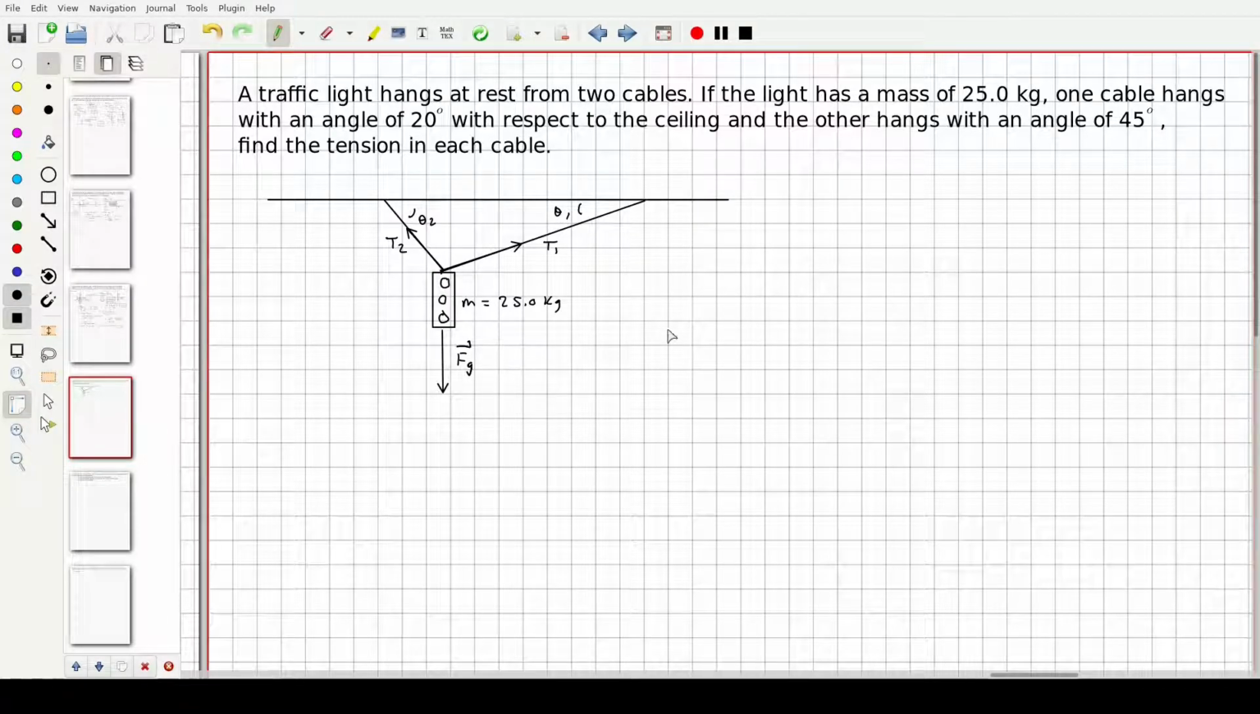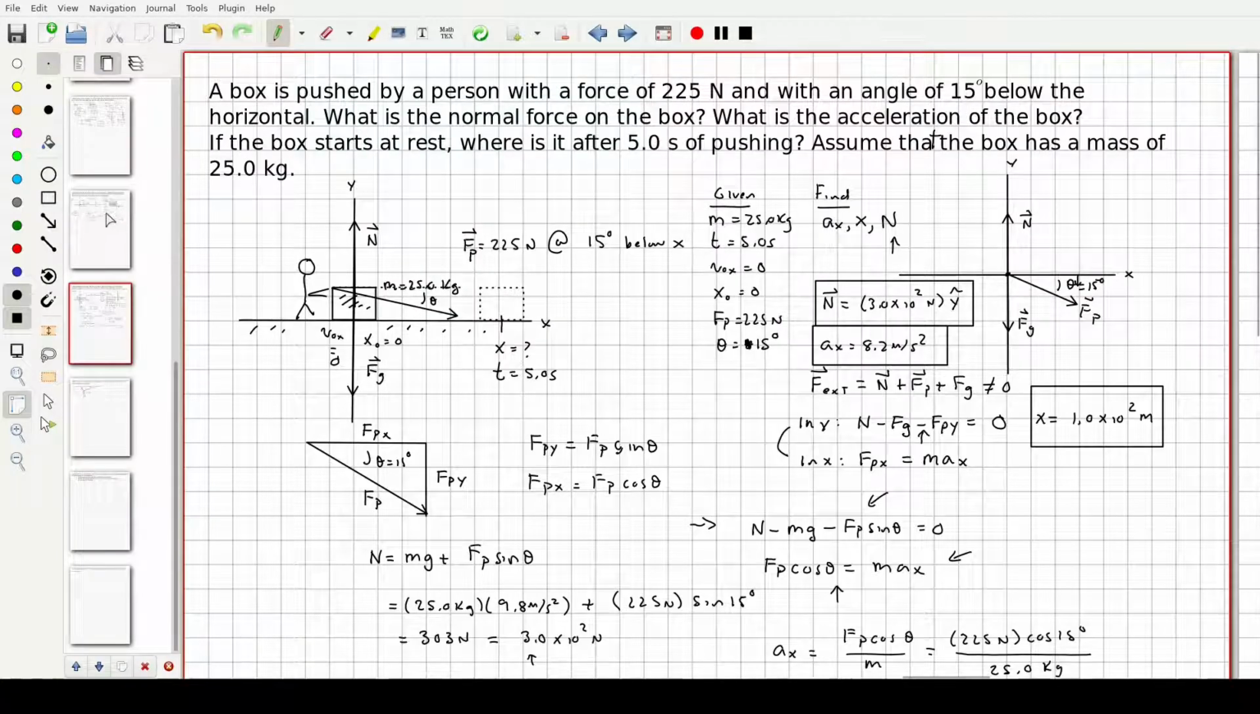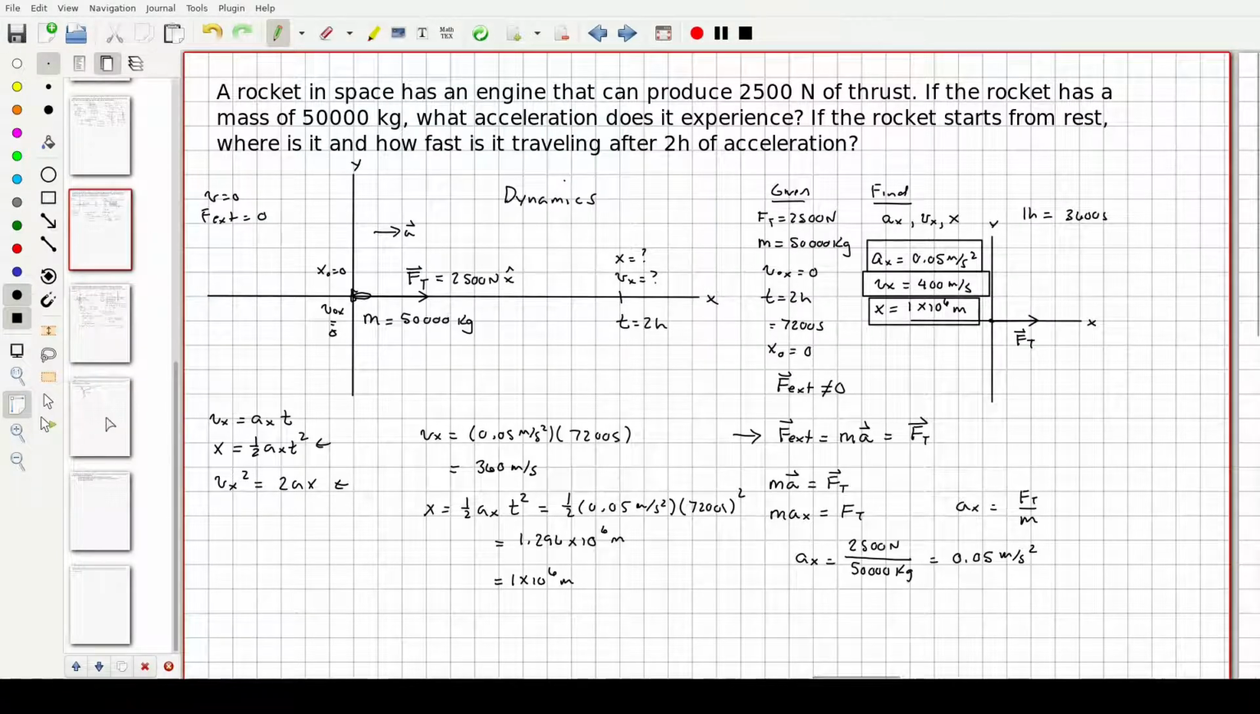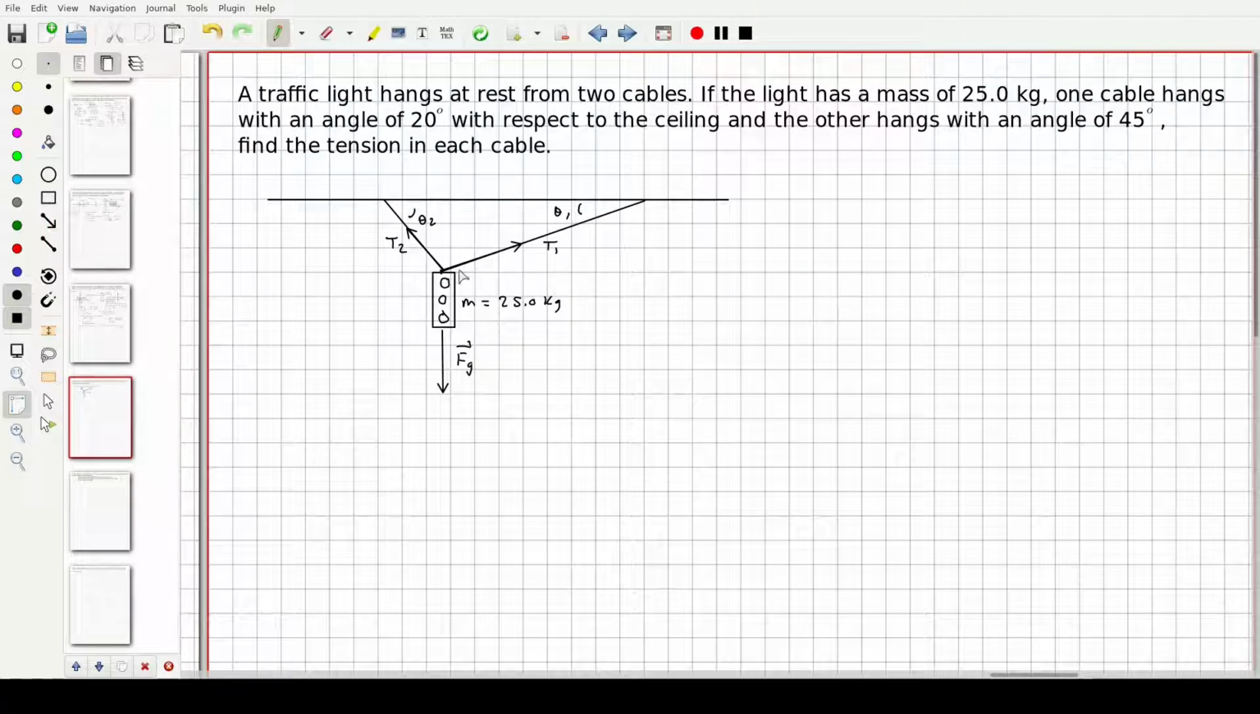Okay. Now, this thing hangs at rest, so unlike the last dynamics problems that we've been doing, this is an example of a statics problem. It is at rest, and the forces are going to add each other out. Okay, they're going to add out. So, what are we given?